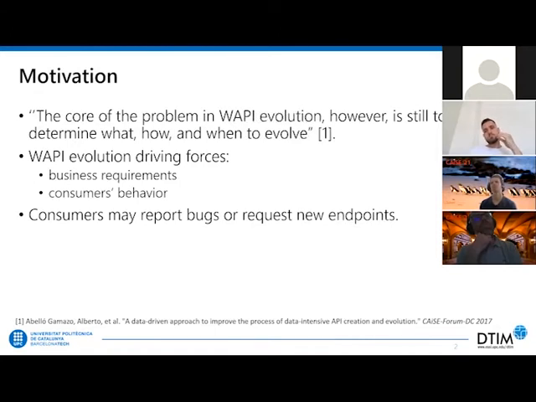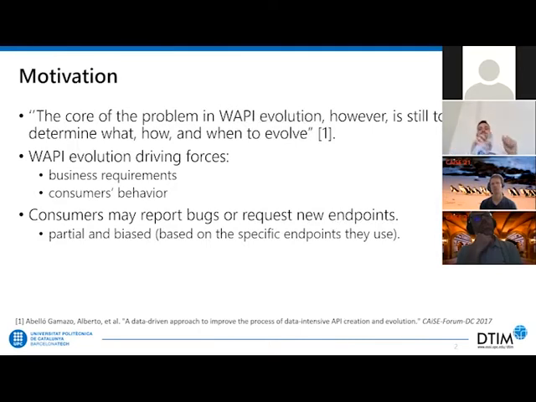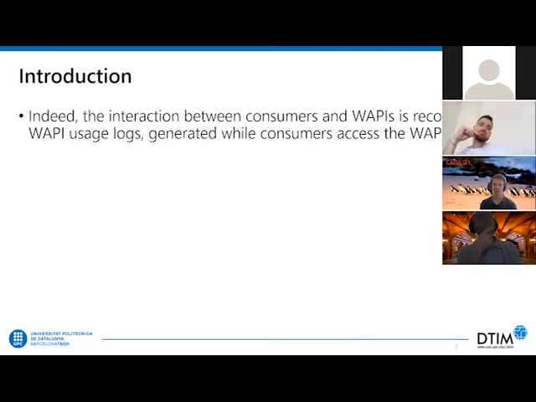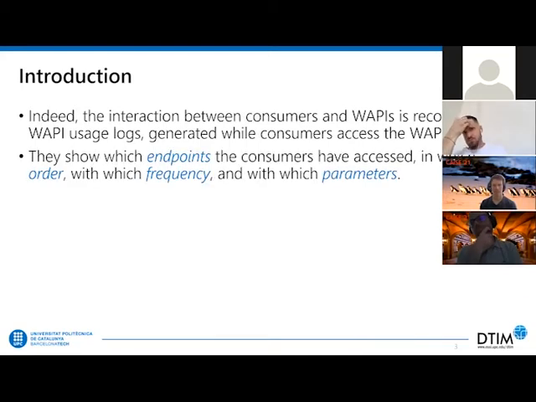Consumers may report bugs or even request new endpoints using several communication channels built by Web API providers. But this kind of feedback may be partial and biased based on the specific endpoints these consumers use, and it is also difficult to gather and interpret at scale. For this reason, we focus on the Web API usage logs, which are logs generated while consumers access the Web API. These logs contain all the interactions between consumers and the web API: all the endpoints the consumers have accessed, in which order they have called these endpoints, the frequency, and also with which parameters they are calling these endpoints.